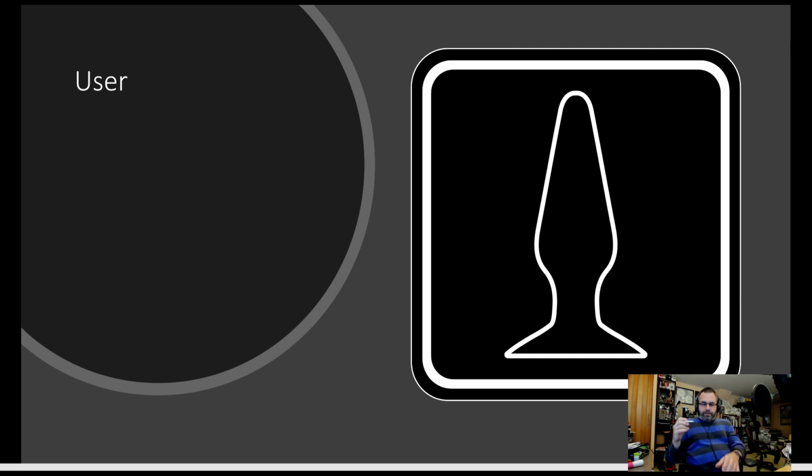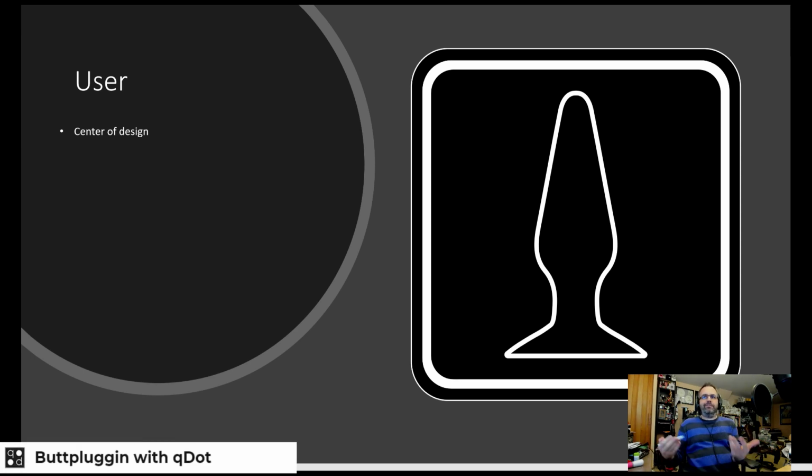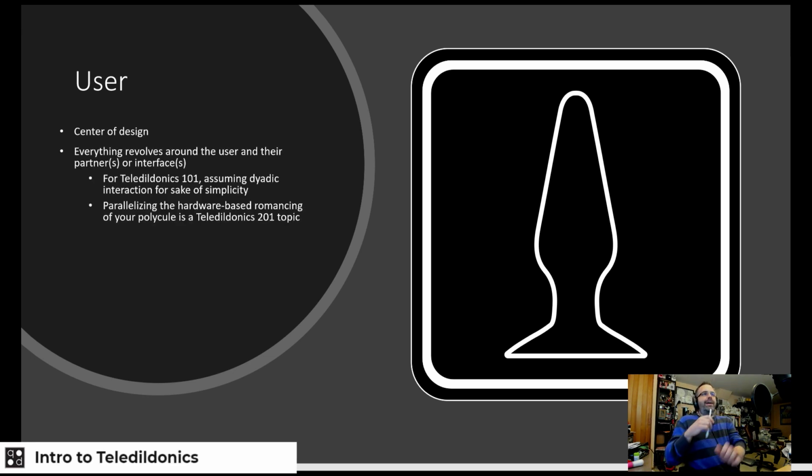So let's talk about the user a bit. The user is going to be the center of our design. The toy and the computer don't really have much in the way of desires in this setup. Everything revolves around the user and what their partner or the interface that they are using to control this toy is.